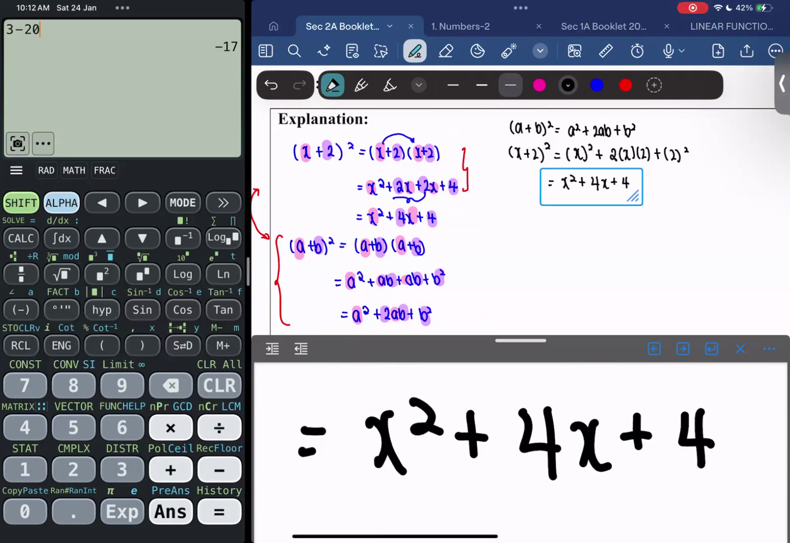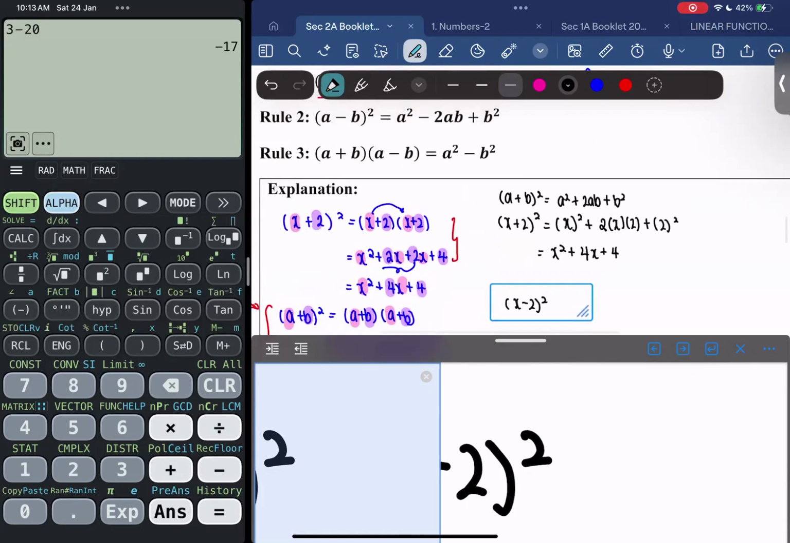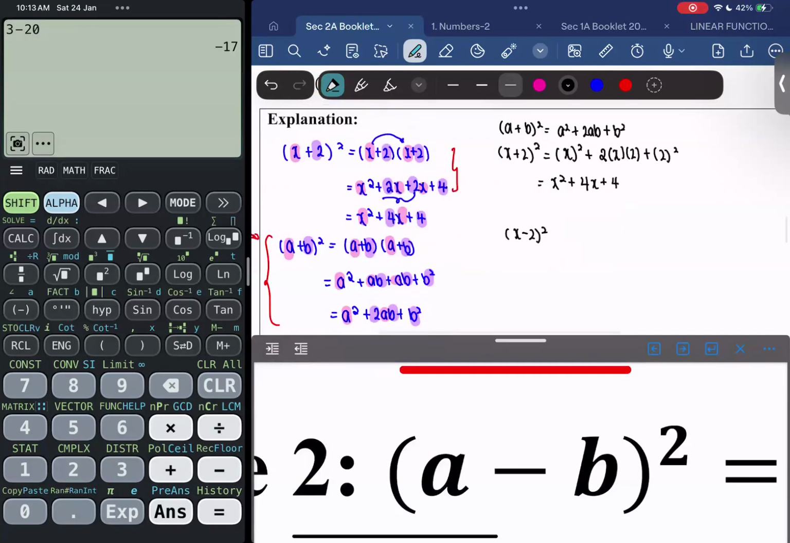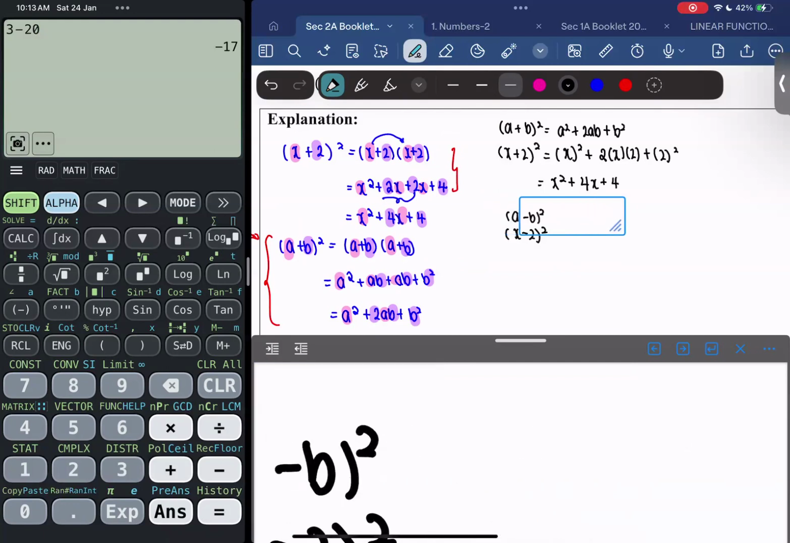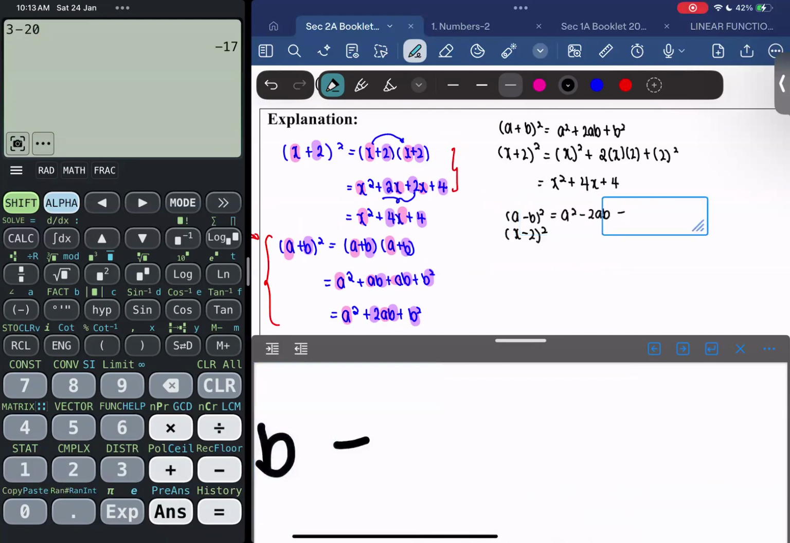So similarly for the rest, if let's say today is x minus 2 squared, you leave a space at the top. This one looks like what? It's comparable to a minus b squared, and this is a squared minus 2ab plus b squared.